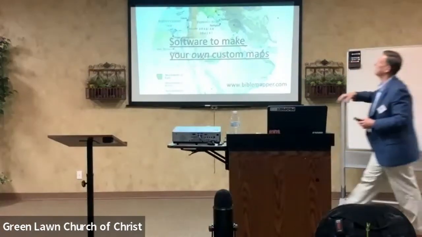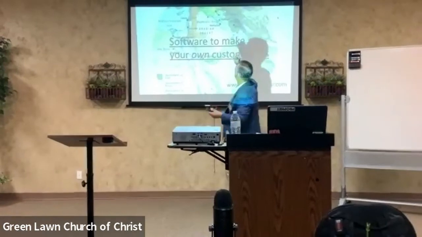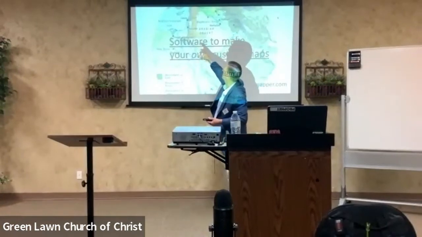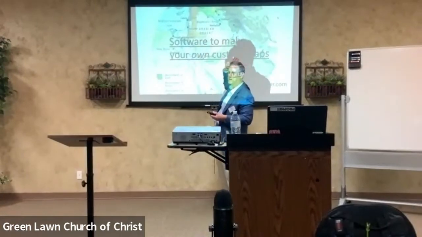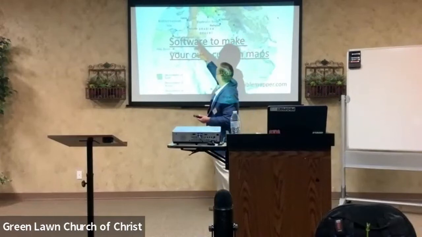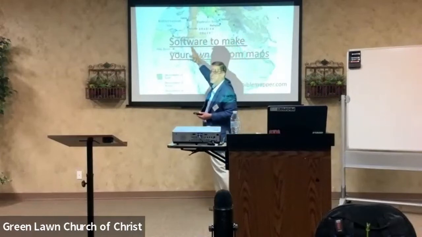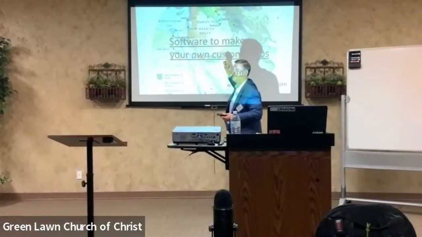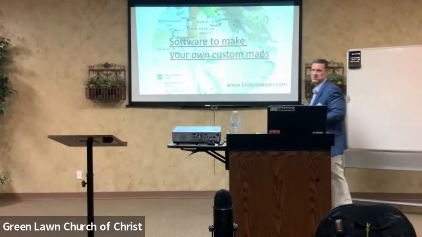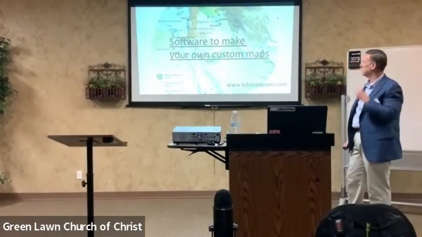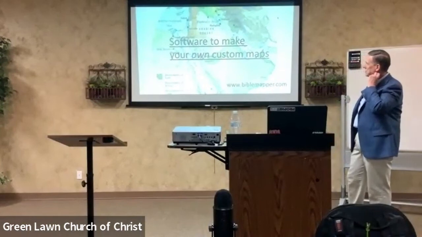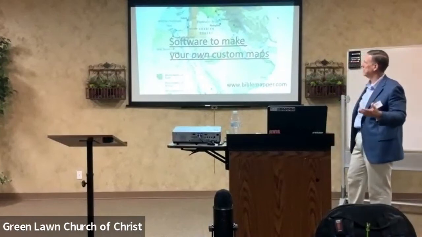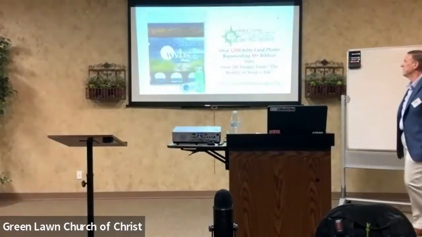So let's just say you want to take this basic map and zero in on Israel, but you don't want the word Jericho to be there. You can take the word Jericho off. You can take the word Sodom off, and you want to put in Nazareth and draw an arrow. You can do all kinds of things with that to custom make your own maps as you're talking about particular periods of history. All right.